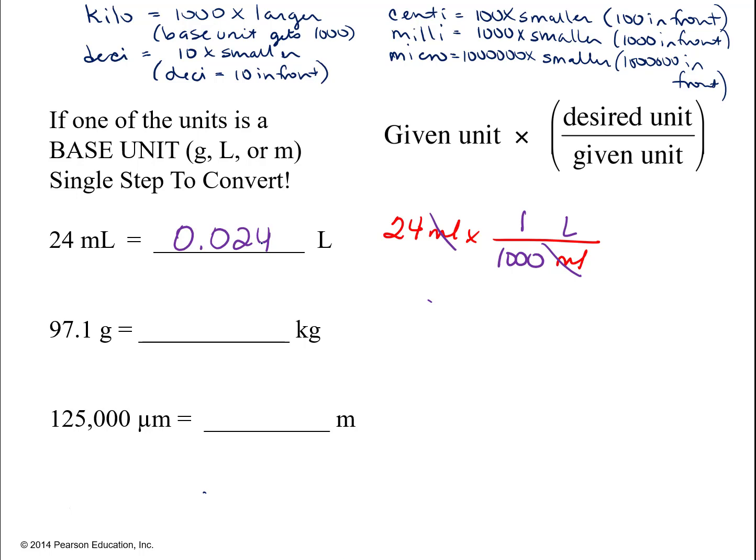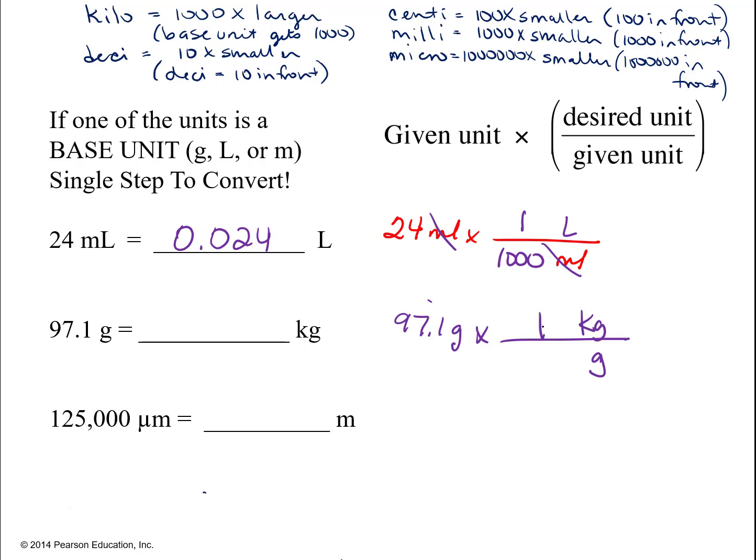Next one. So what do I put down first? 97.1 grams goes first. Then, times in the line. What unit do I put on the bottom? Grams. What unit do I put on the top? Kilograms. So do the units first. So now I have kilograms and grams. And what's the rule with kilograms?